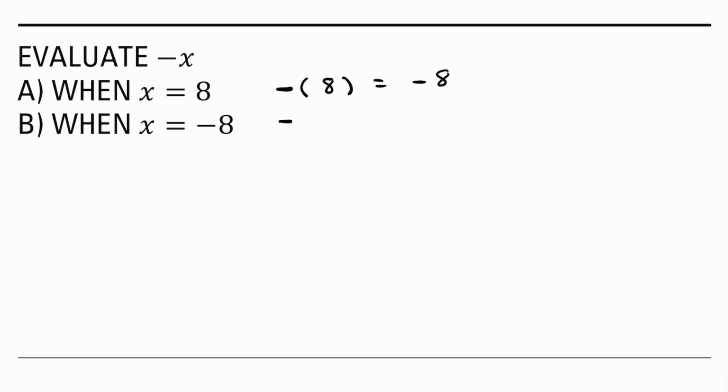Now, same thing here. We've still got negative and then our brackets. Now in this case, our x is negative 8. The opposite of negative 8 is positive 8. Therefore, we get positive 8.